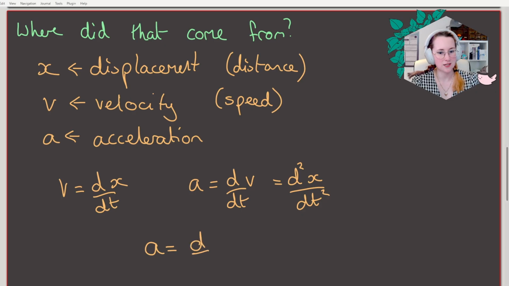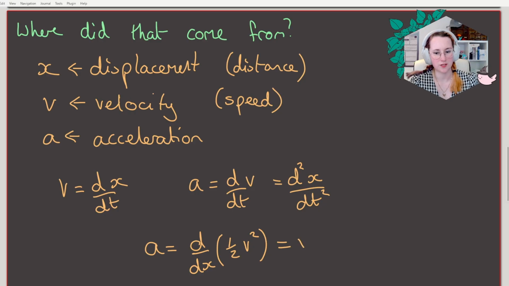So a is d/dx of half v squared, which is equivalent to v dv/dx.